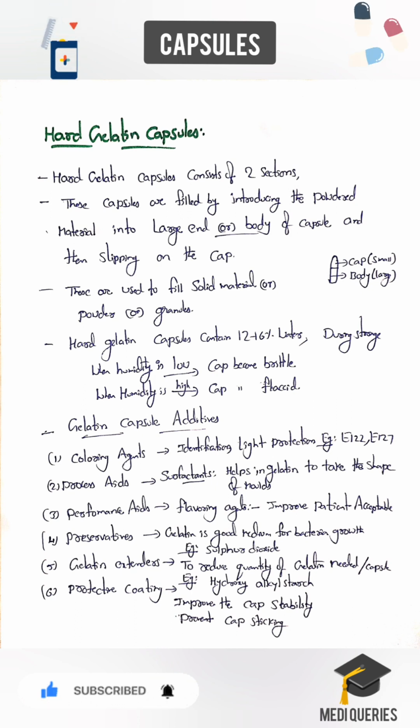Example, sulfur dioxide. Then gelatin extenders. These are mainly used to reduce the quantity of gelatin needed per capsule. Example, hydroxyalkyl starches. Another type of additive is a protective coating. These are mainly used to improve capsule stability and prevent the capsule from sticking. So these are all the additives that need to be incorporated in the preparation of capsules.